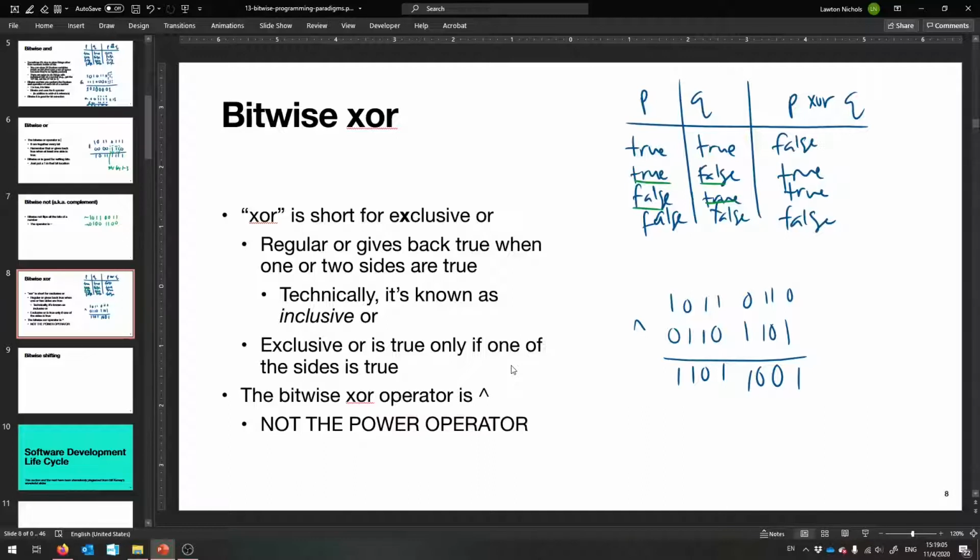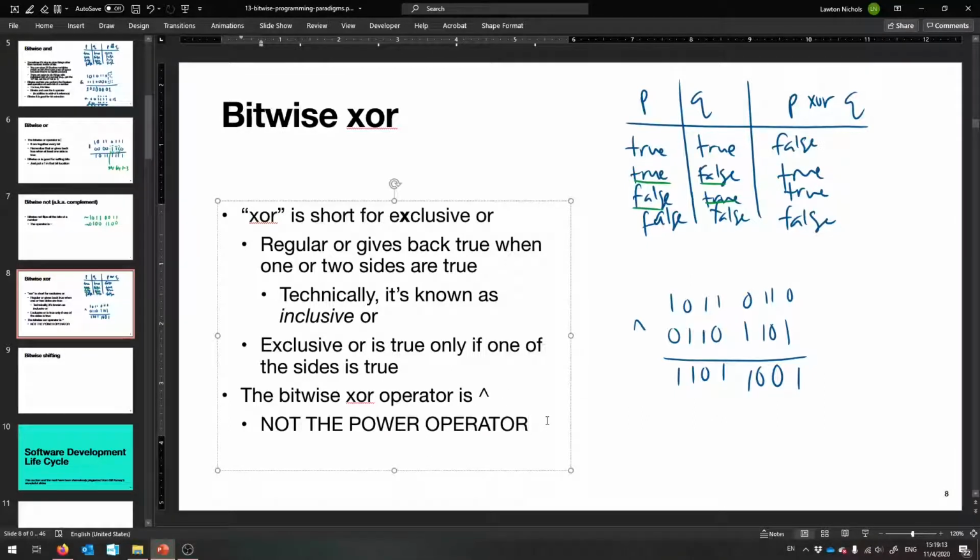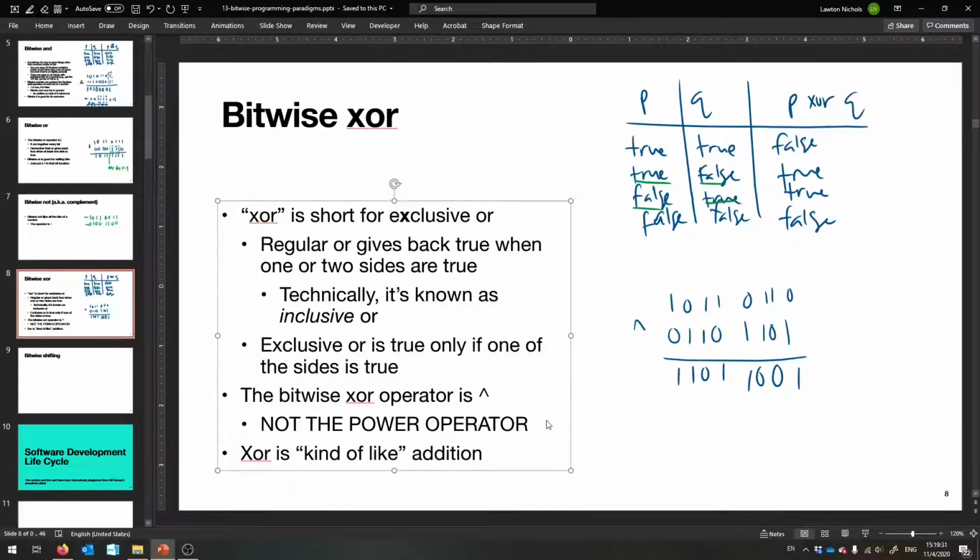Okay, that's exclusive OR. And you won't believe me right now, but once you take CSCI 45 one day, this is why I'm teaching it, eventually you're going to need this. It's kind of like addition. XOR is kind of like addition. And I'll leave you there. It is, in fact, one bit addition.